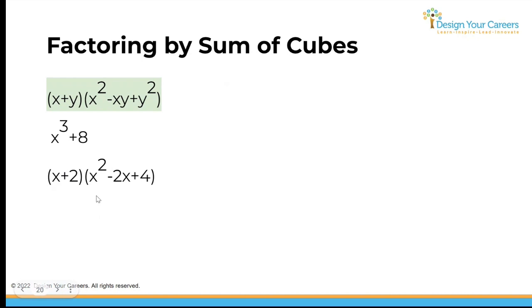And the second parentheses is going to be x squared, right? So we're going to square this term, so x squared. And here we're going to do minus. We're going to multiply these two terms together. So that's 2 times x, which is 2x. So x squared minus 2x. And then we have plus, and then we're going to square this term, which is 2. So 2 times 2 is 4, so plus 4. So overall, the factored form of this will be x plus 2 in parentheses times x squared minus 2x plus 4. This is very simple, okay? Because we just need to follow the formula.